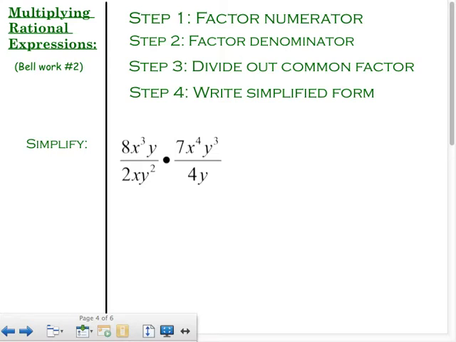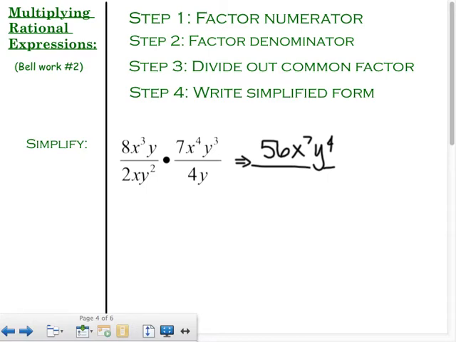So for this first one, if you look at the numerators and the denominators, nothing can be factored. So I'm going to start by multiplying straight across. So we can multiply our like terms. We start with 8 times 7, we got 56. X cubed times x to the 4th is x to the 7th. Y times y cubed is y to the 4th.